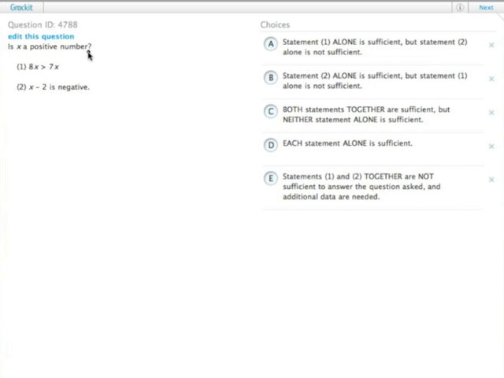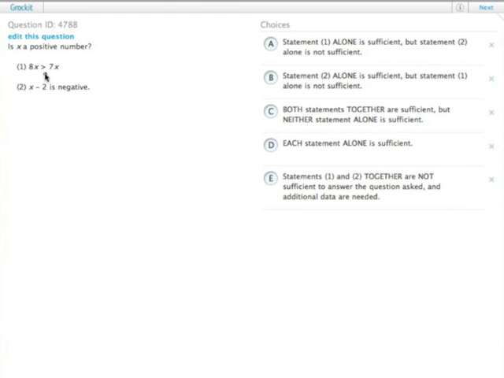Let's take a look at the statements and see what they tell us about what x is. So statement 1 tells us that 8x is greater than 7x. There's not really anything that we can do in terms of multiplying or dividing here. I mean, if we divide by x, we get 8 is greater than 7, but that doesn't really tell us anything. Instead, it's about the properties of numbers.